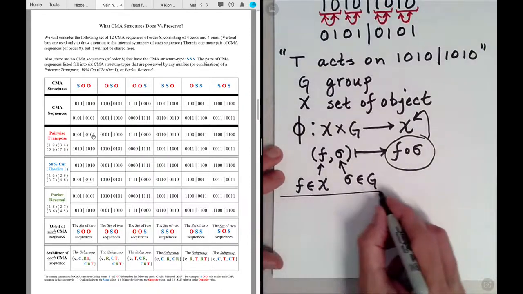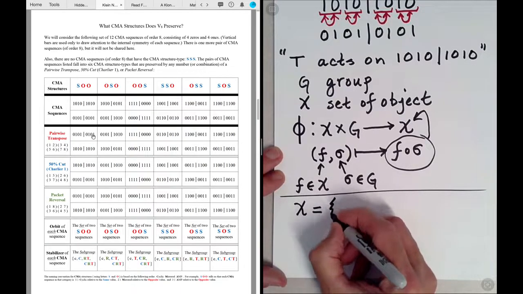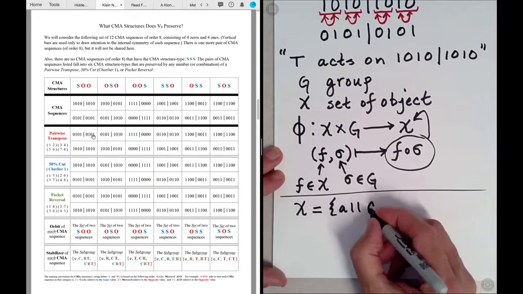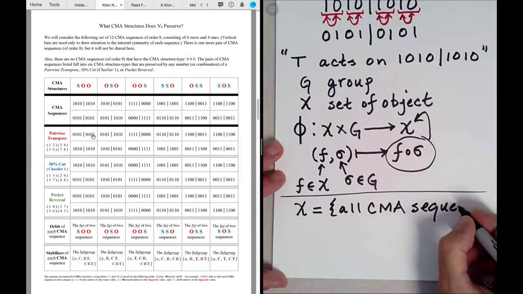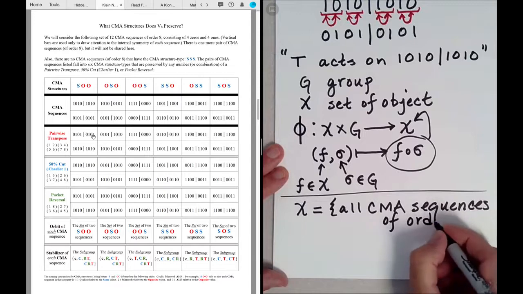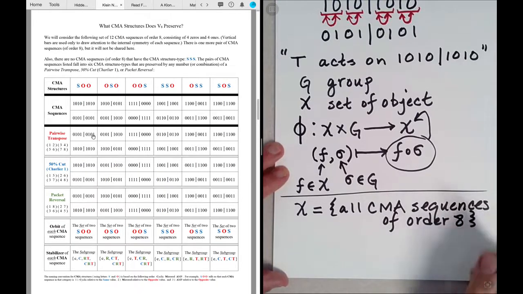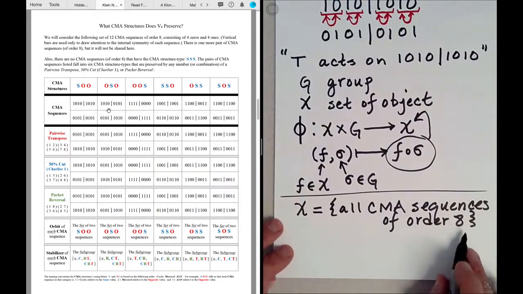Maybe I'll just write down here. Our set X will be the set of all CMA sequences of order, or length, 8. We can go off here on the left. Here are some of them. Here's 12 of them, and there's two more, actually, as I mentioned. Technically, there's 14 CMA sequences of order 8. So that's the set of objects we have in mind.